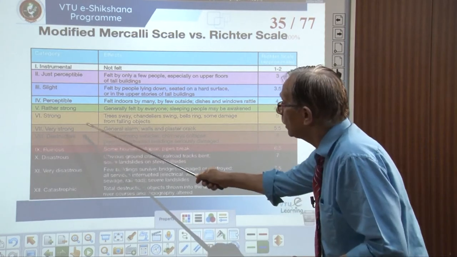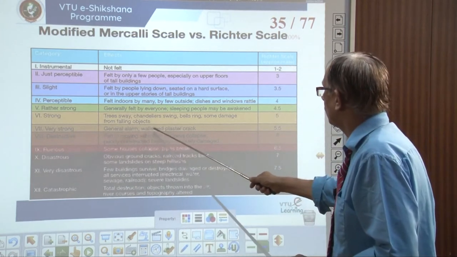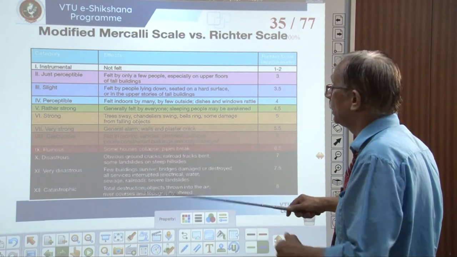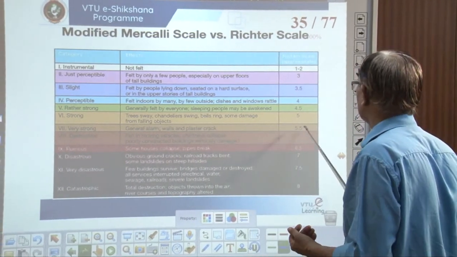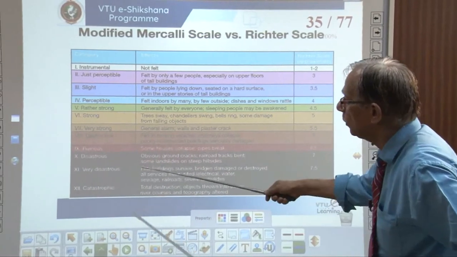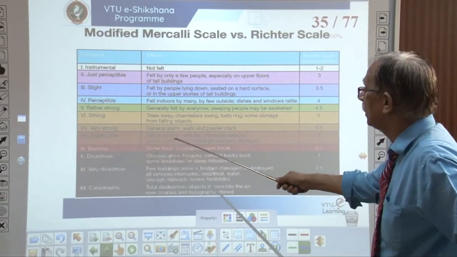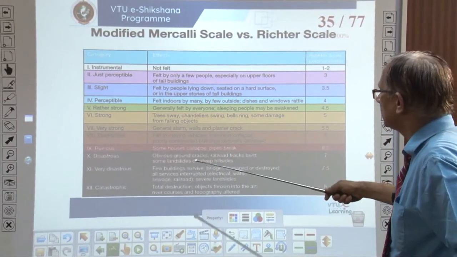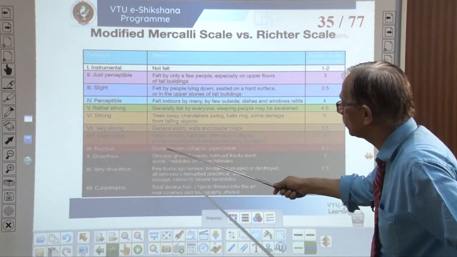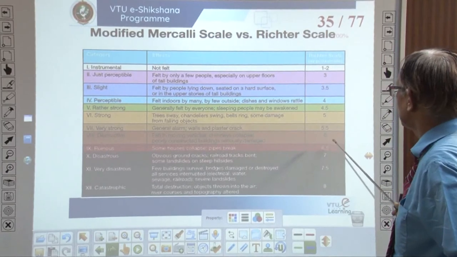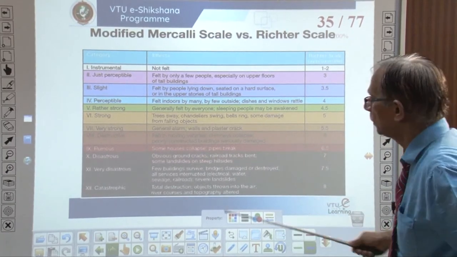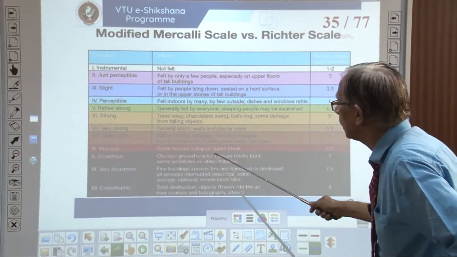Similarly, very strong general alarm, walls and plaster cracks, buildings often collapse, low quality buildings, etc. At 5.5, similarly, we have destructive, felt in moving vehicles, accidents, chimney collapse, building collapses, poorly constructed buildings collapse, like that. At 6, now, some houses collapse.